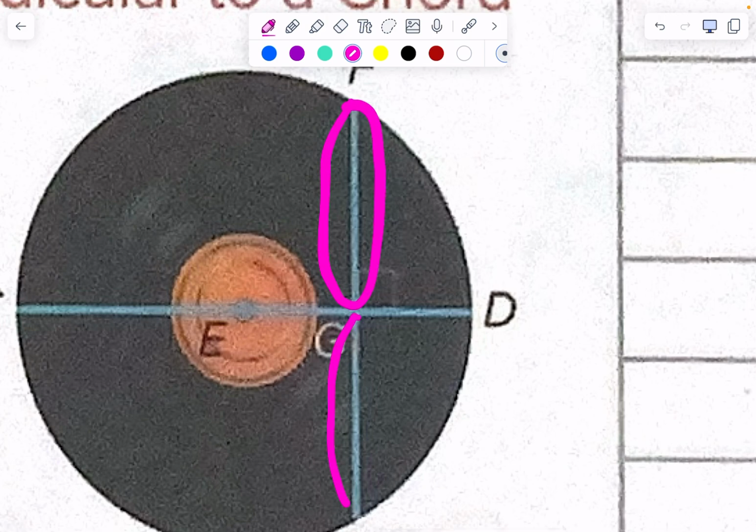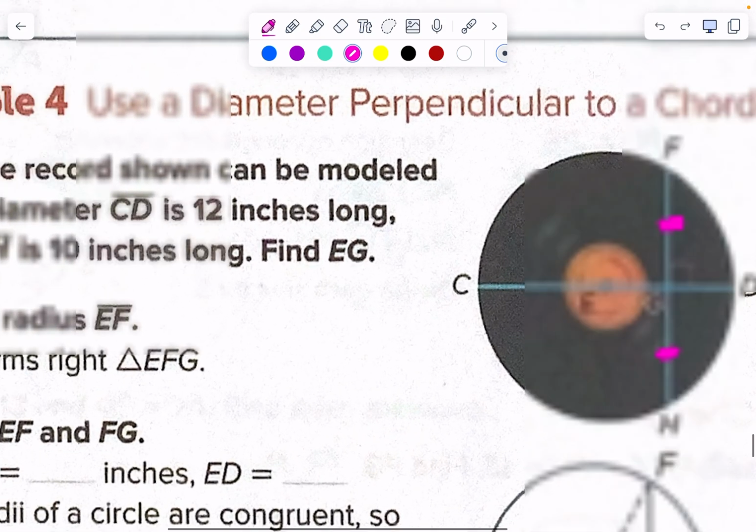Is this the same as this? Yes. There you go. Is this the same as this? No. Not necessarily, right? Okay, so keep that in mind. All right, here we go.